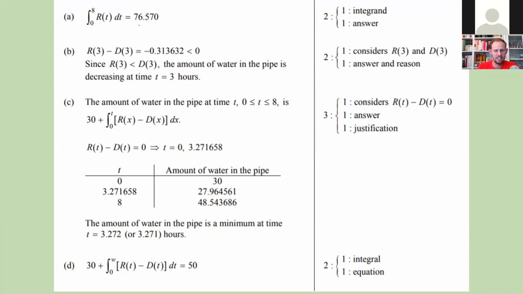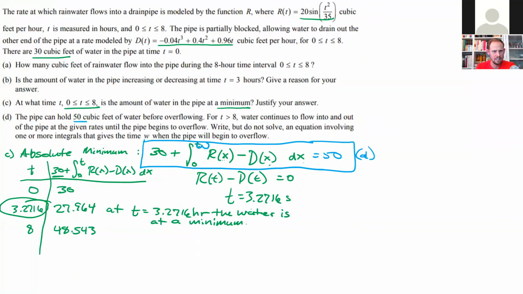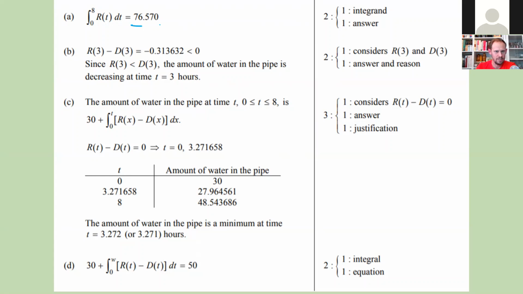All right, so the first one, then we got the 76.570, we got that. And we had the right integral set up. Cool. Let's see, considers R of 3 and D of 3. Yeah, we did R of 3 and D of 3. We subtracted them. If it just says considered, even if we added them, we'd still get the point there. So we got that.